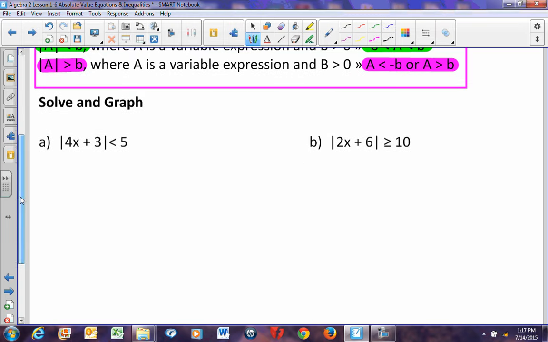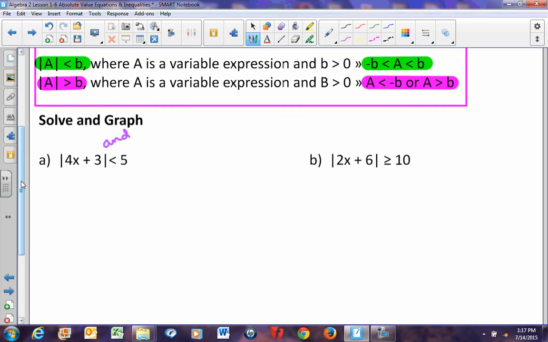So let's take a look at this. Solve and graph the absolute value of 4x plus 3 is less than 5. Less than is an AND. This is an AND equation. So I'm going to write it as an AND equation. I'm going to write what the highlighted green is up there. The A part goes in the middle. 4x plus 3 is greater than negative 5, but less than 5.